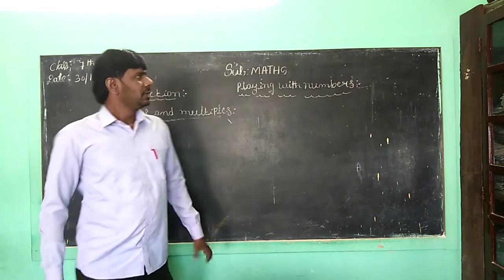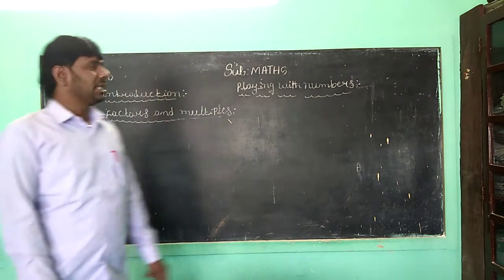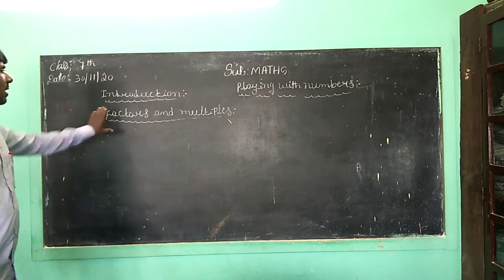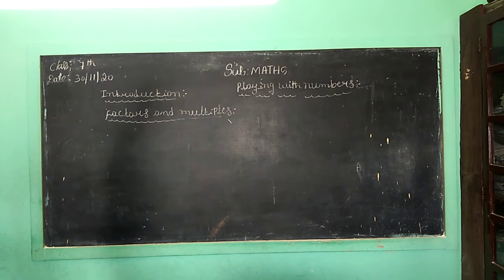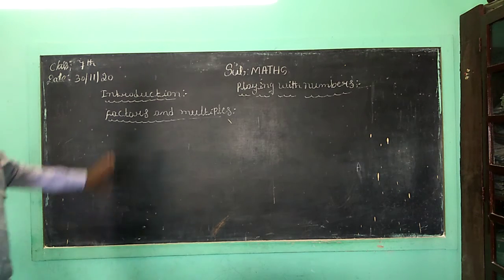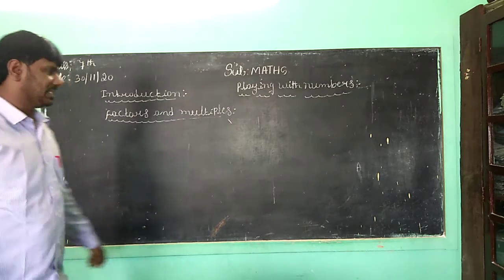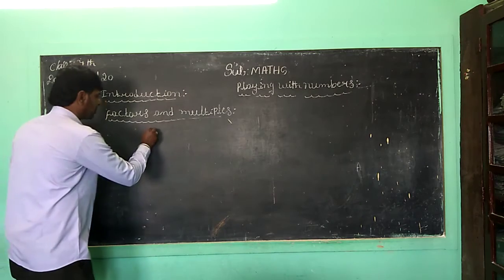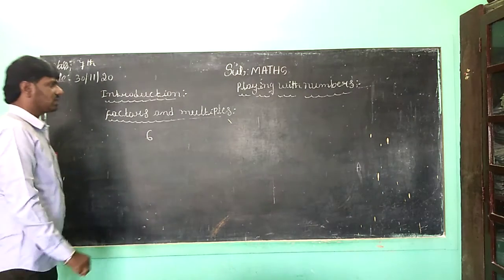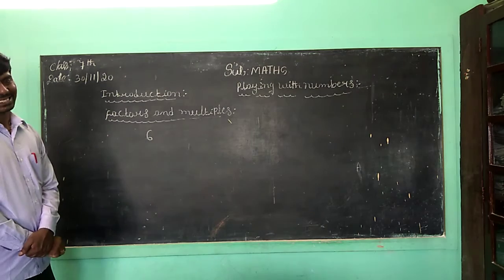Today, introduction of playing with numbers, class 7 math. Children, in the introduction, first we will discuss factors and multiples. Suppose we take the number 6. First we will discuss the factors.